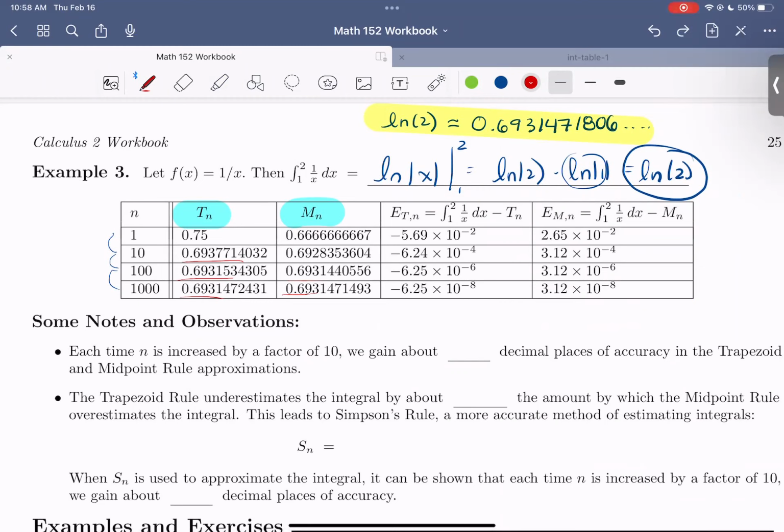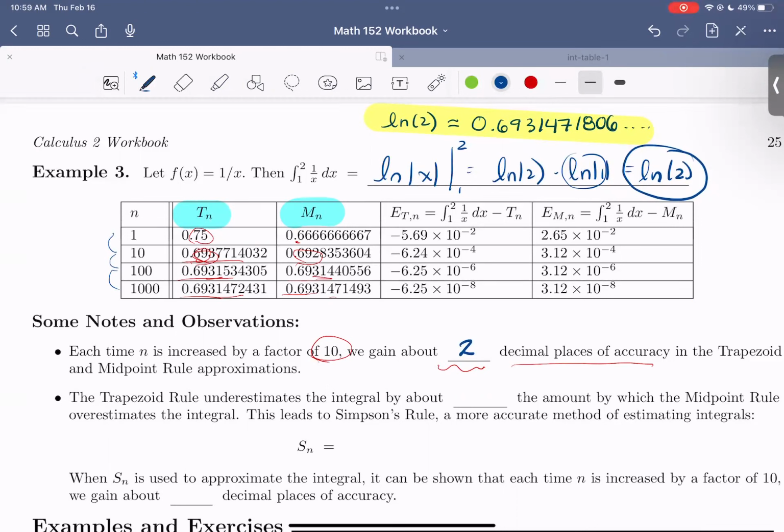So first, it says each time n is increased by a factor of 10, we gain about how many decimal places of accuracy in both rules. So as we go from 1 to 10, we get 0 or 1 decimal place of accuracy to 2 or about 3. When we go from 10 to 100, we gain, it looks like, another couple of decimal places. When we go from 100 to 1,000, we get even more decimal places. But each time we get about 2 to 3 decimal places. So we can say 2 decimal places of accuracy more.